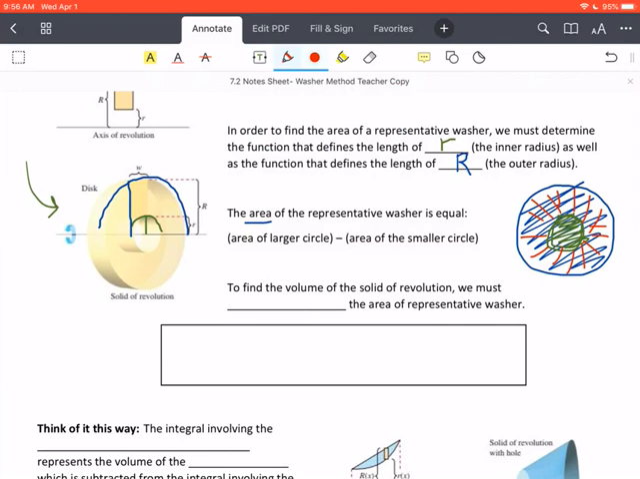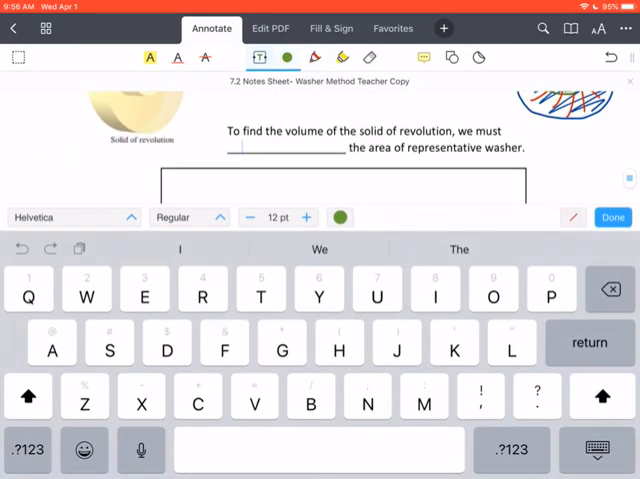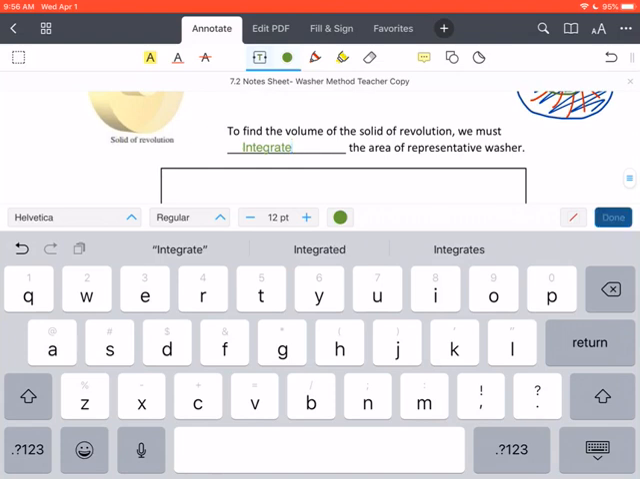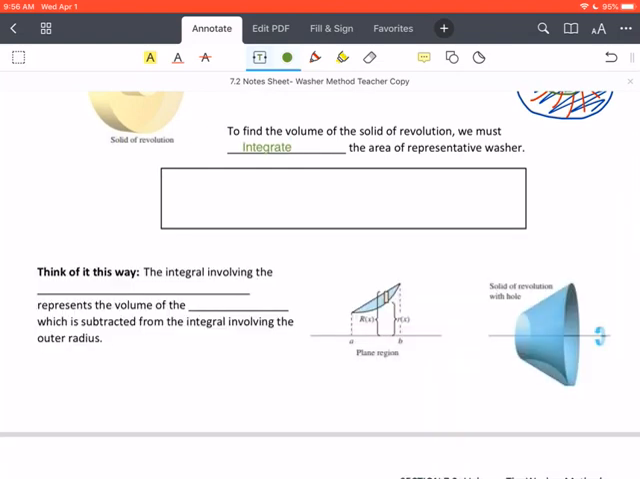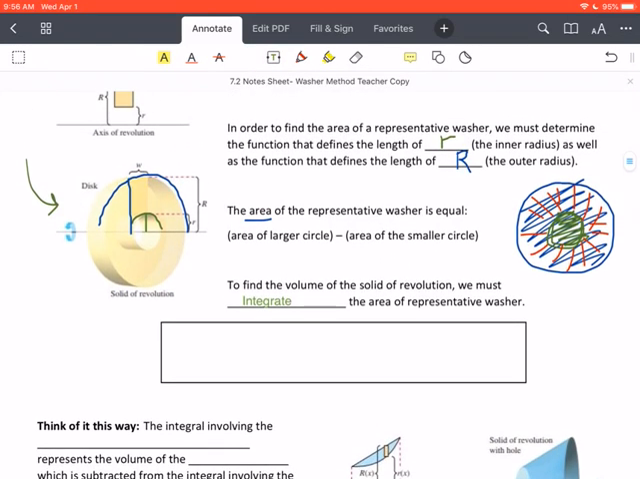So to find the volume of a solid of revolution, we must integrate the area of the representative washer. And we mentioned this yesterday, that just like when we would find the derivative of position, that was velocity, and the derivative of velocity was acceleration, the same thing goes with integration. The integral of a function gives us the area, and then the integral of the area will give us the volume. So what are we going to use when we have a hole in the middle of our solid?